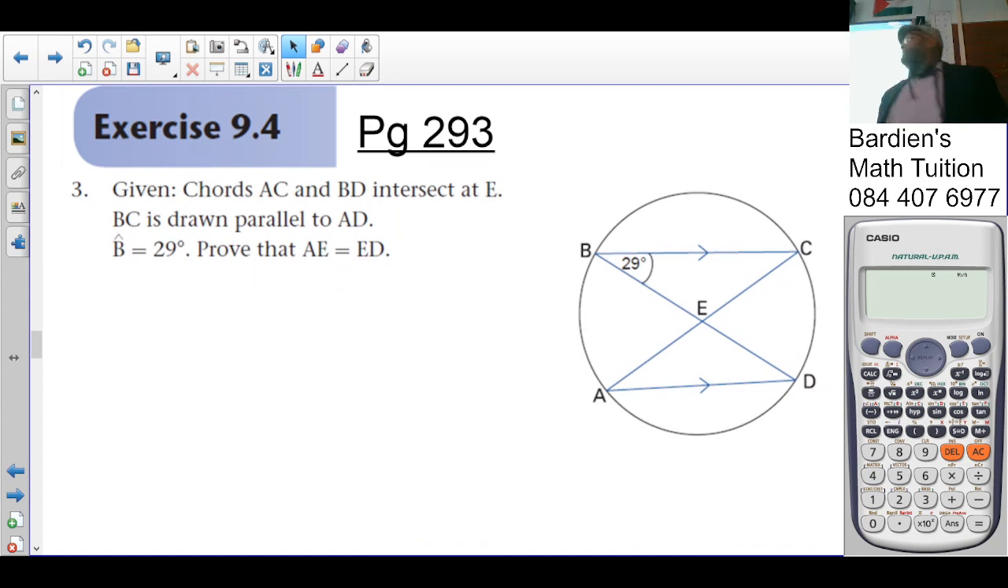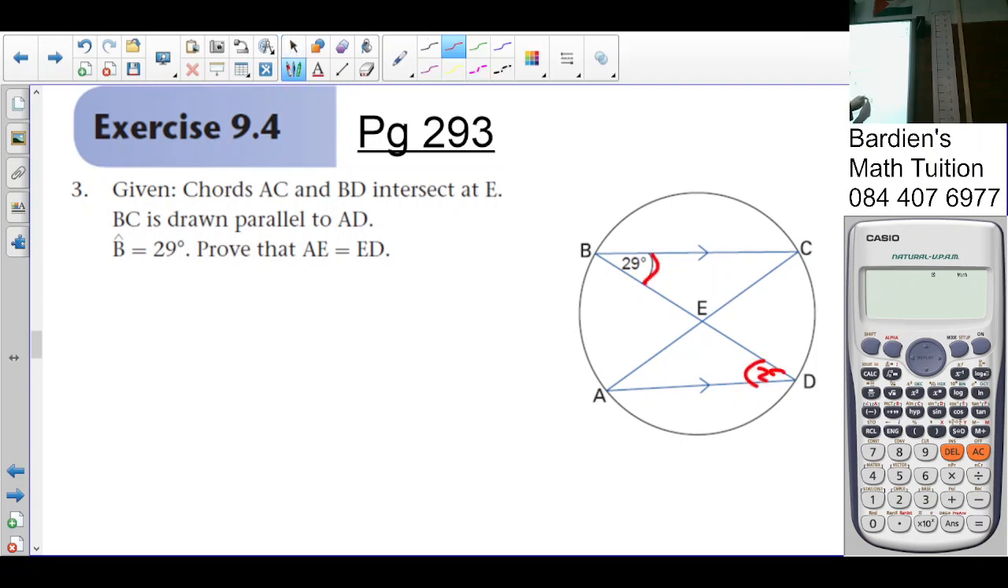Okay. So here we are told that given chords AC and BD intersect at E. So we are told that BC is parallel to AD. If BC is parallel to AD, what do we know? Alternate angles are equal. That's 29, and that should be 29 as well. The question says prove that AE is equal to ED.